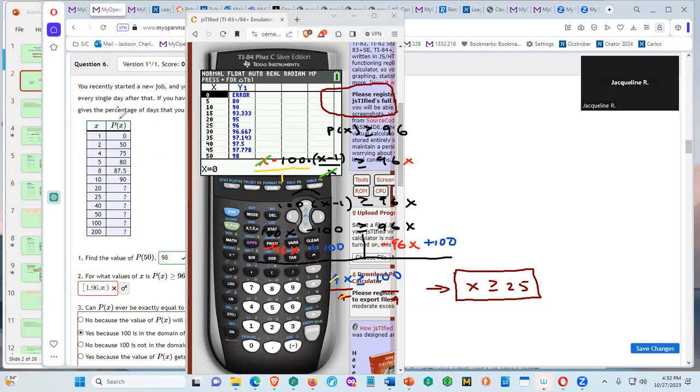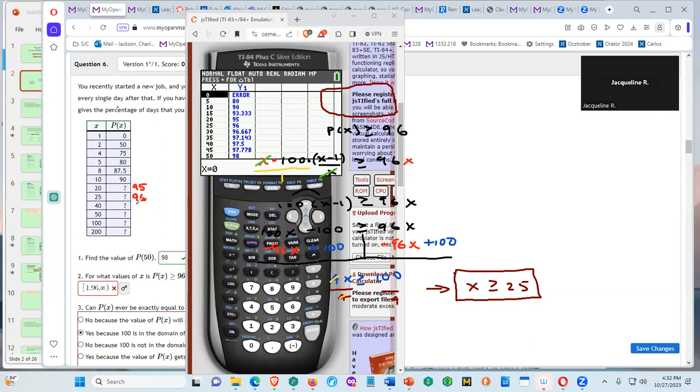For 20, it's 95. So it's not quite what we're looking for in number 2 there, because it says p of x greater than or equal to 96. So that's not going to include x equals 20. But then for 25, we do get to 96. And it's 96 exactly. So that makes us think, oh, that's actually just going to be the answer here. It starts at 25 and goes up from there.